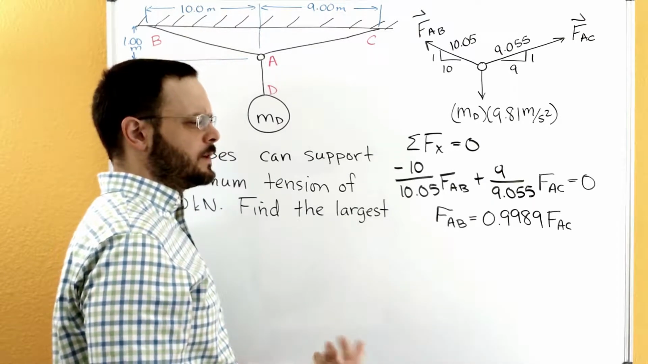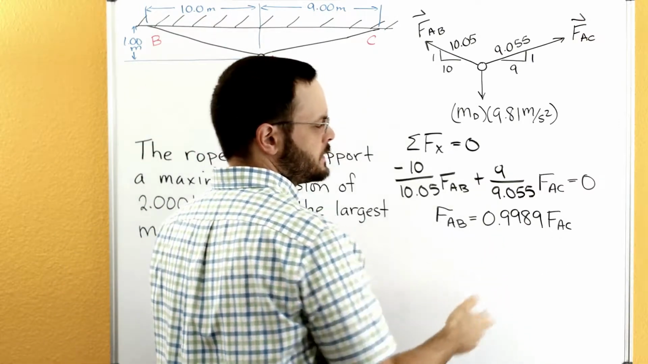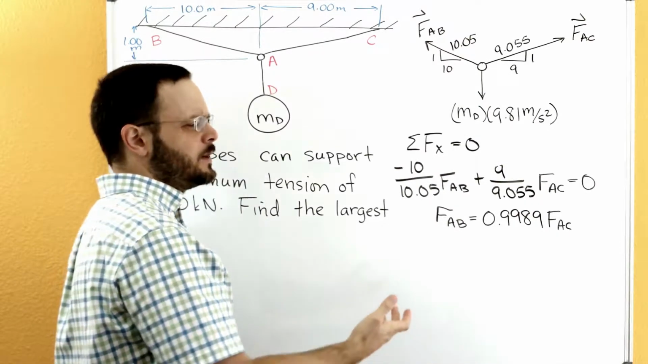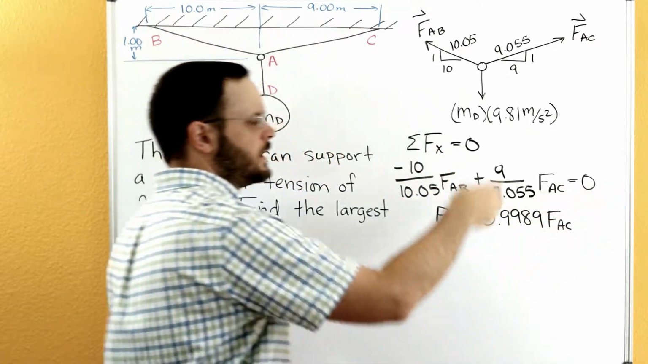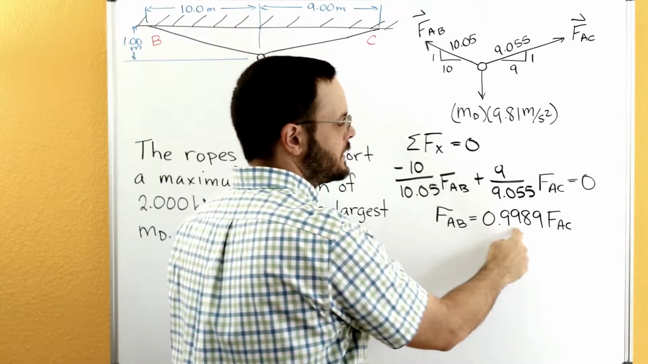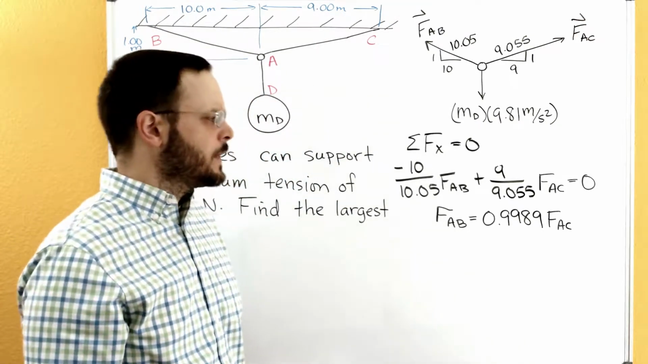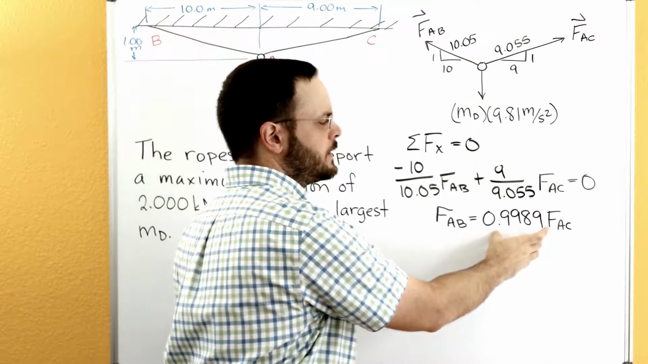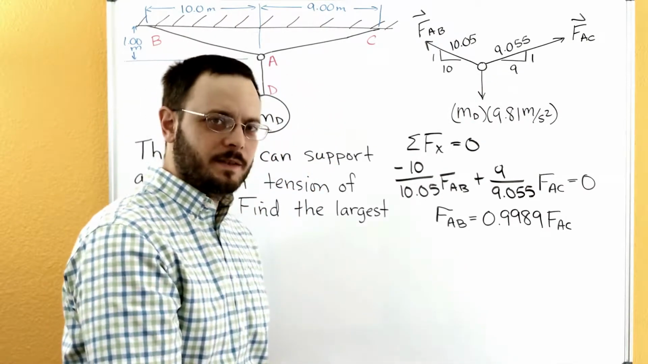We can't really solve for it and get a number, but we can solve so that we have FAB as a function of FAC or FAC as a function of FAB. So for this one, I went ahead and just moved this FAB portion over to the other side of the equation and then just divided through by that coefficient. So I have FAB is equal to 0.9989 FAC. What we need to conclude from this is which one's bigger. If we take a look at this, whatever FAC is, we're multiplying it by something that's less than 1. So FAB is always going to be less than FAC.